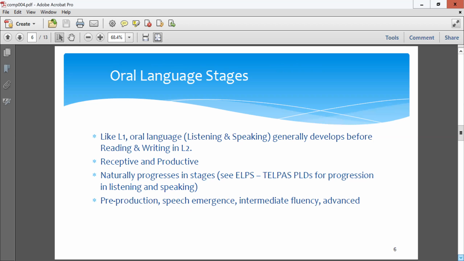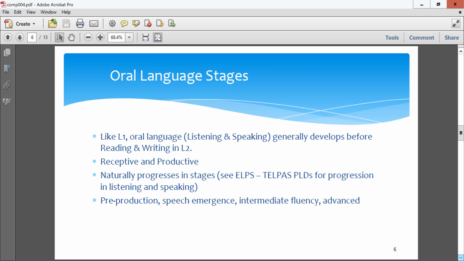Language can be receptive or productive or expressive. And what that means is our receptive skills, we're receiving information. That would be listening and reading. When we're in the productive skills or domains, that would be speaking or writing. And then you're producing or expressing information. That's an important concept.